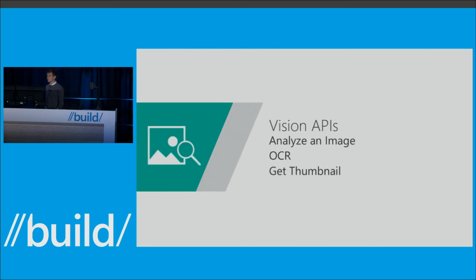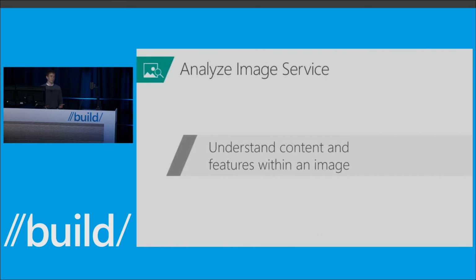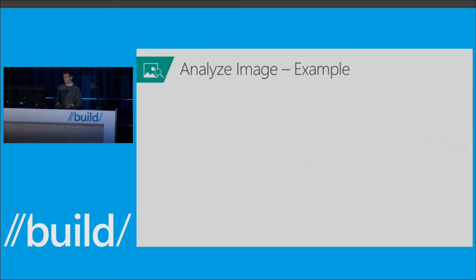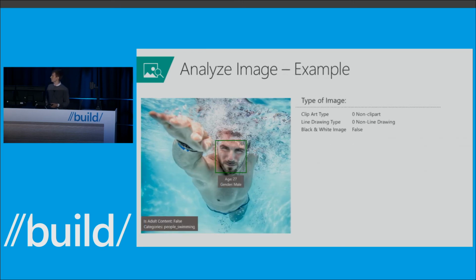So first, with the Vision APIs, we've built these in collaboration with the Bing team. And these help you make the most of your images and understand what's happening inside of them. The Analyze Image service provides a set of features that describe an image and is built specifically with the Bing image search team. On the left-hand side of the screen, you can see an input photo.